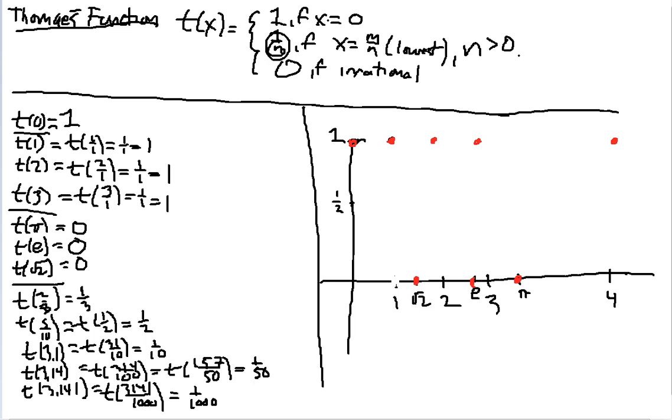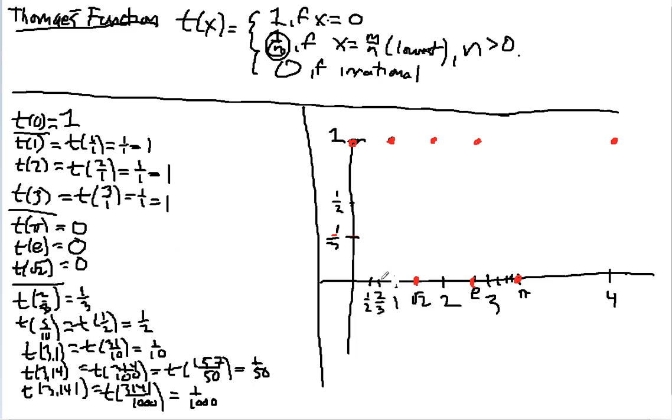Now the interesting thing is with the rationals. So here's 2/3. I need a pencil here. Here we go. So here's 2/3. That says you go up to 1/3, which is right about here. Here's 1/3. Here's 2/3. Here's 1/2. Here's 3.1. Here's 3.14. Here's 3.141. So let's graph all these.